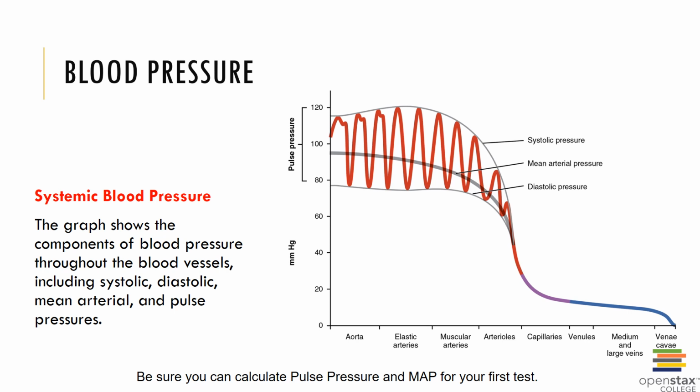Changes in blood pressure occur as blood flows through the cardiovascular system, as you can see in the slide. The heart generates a pressure of around 100 millimeters of mercury as it pumps blood into the aorta, which has a cross-sectional area of roughly 4.5 centimeters squared.